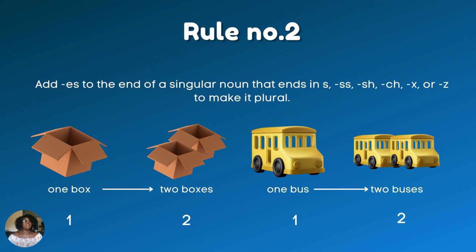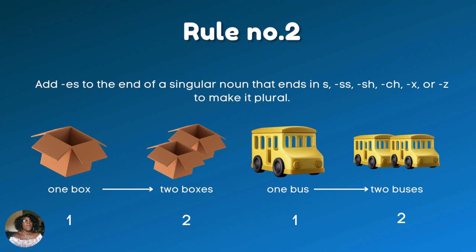Rule number 2. Add ES to the end of a singular noun that ends in S, SS, SH, CH, X, or Z. Any word ending in those letters, we have to add ES to change it from singular to plural.